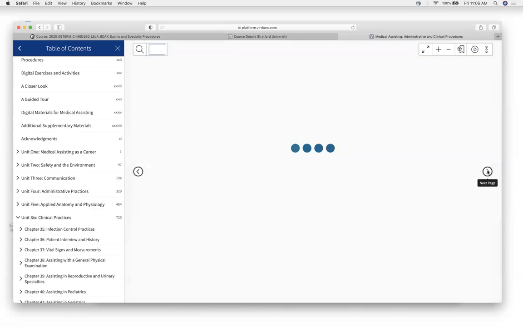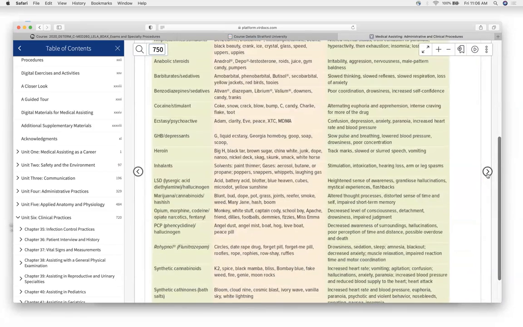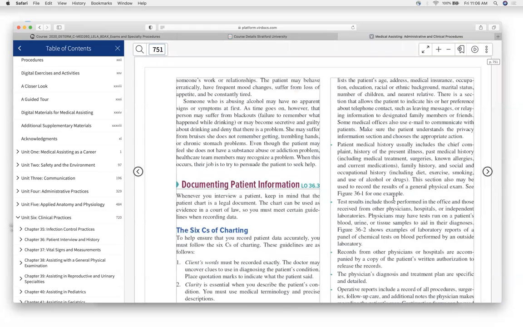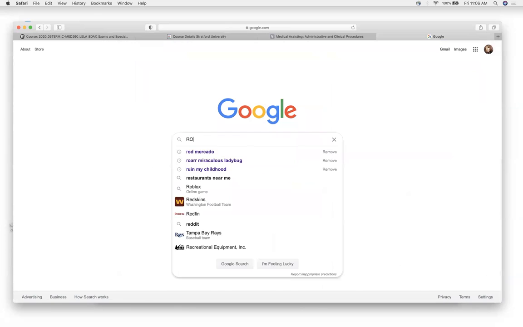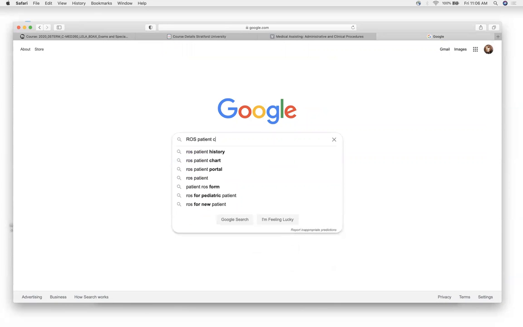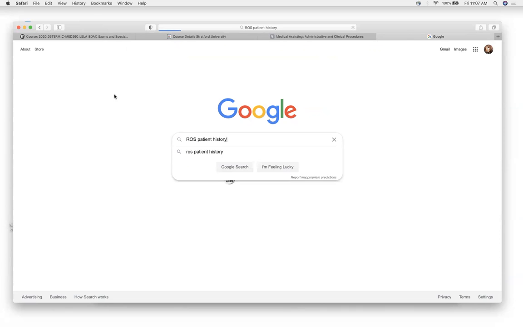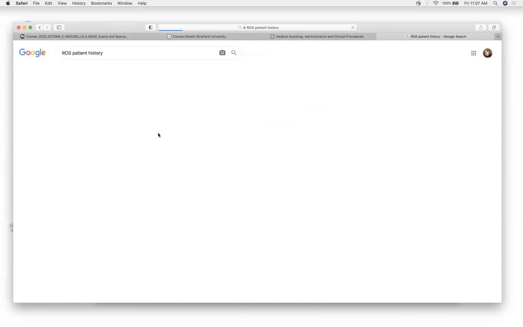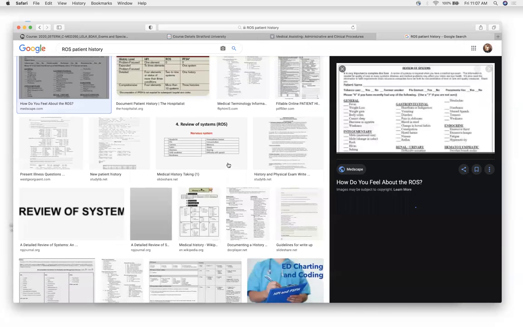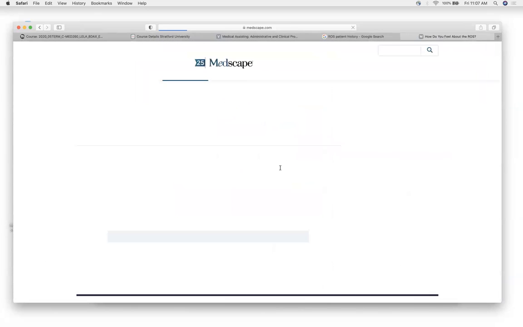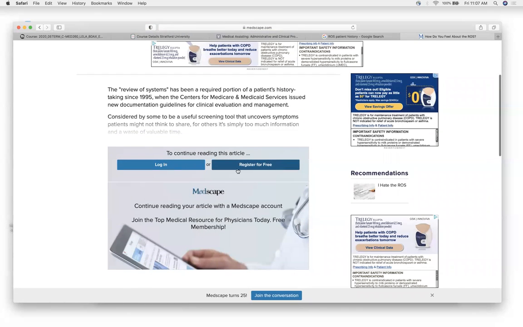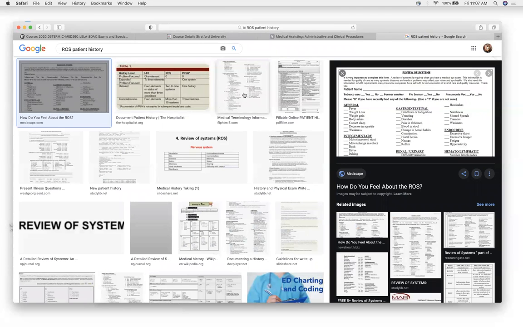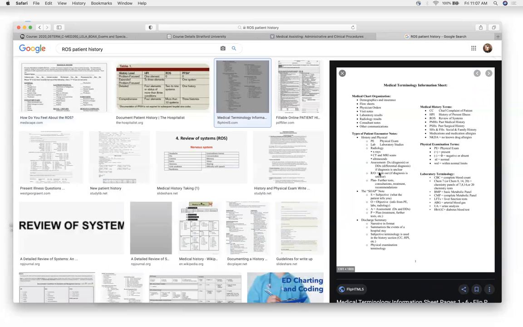I'm trying to find a review of systems. Okay, let's just Google it so you know what an ROS is. So what does a review of systems look like? It looks like this. And if you've seen this before in the doctor's office, the medical assistant or the nurse... I just want to see, okay, let's look at this.